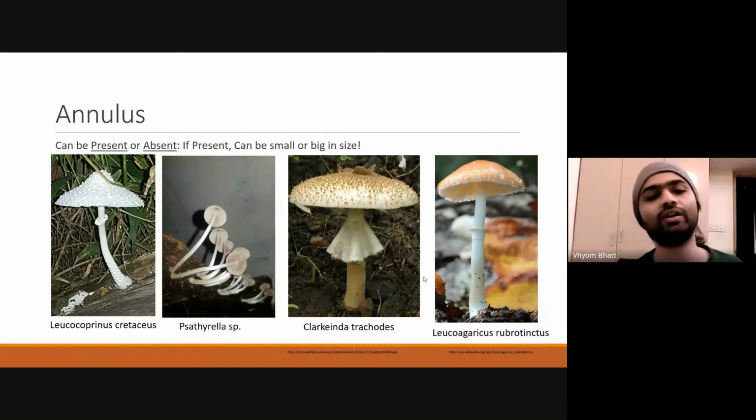Then from the stipe part, we go to the annulus or the partial veil or the ring or the skirt. Some mushrooms will have it, some will not.